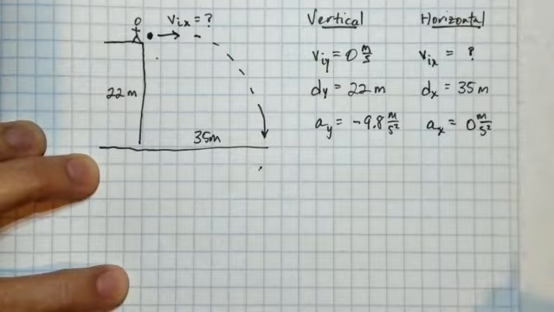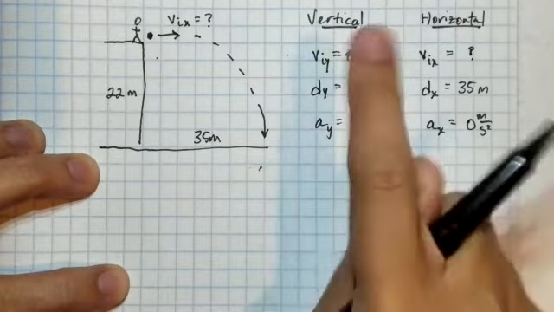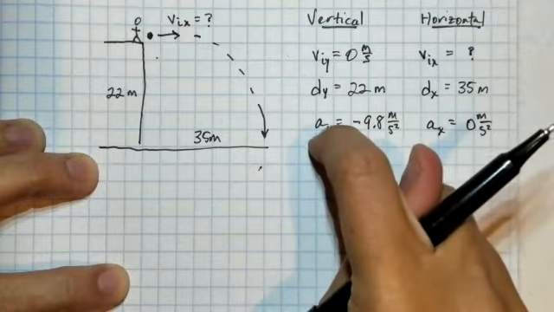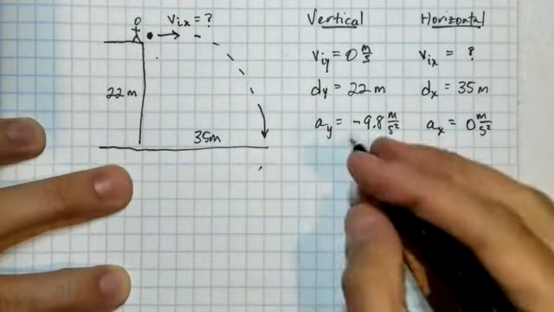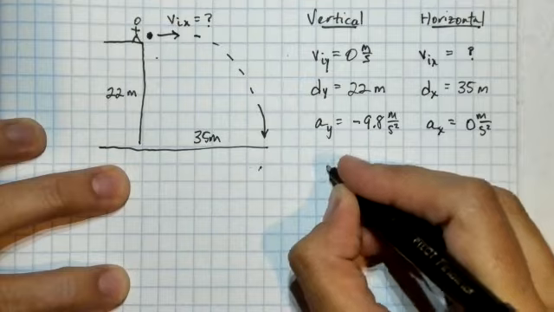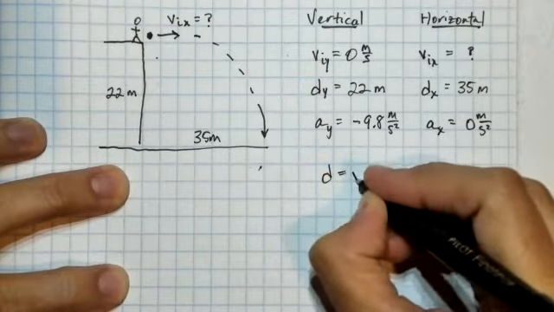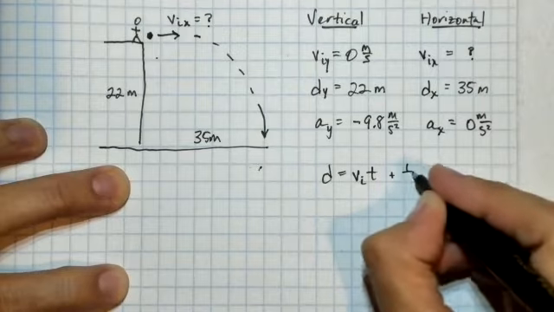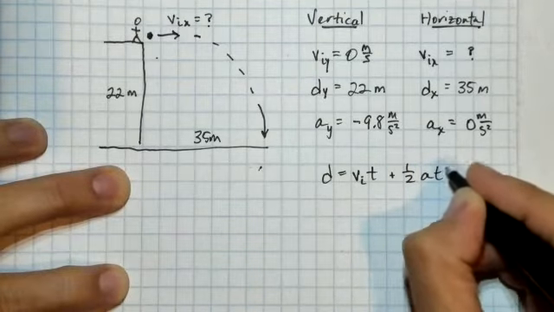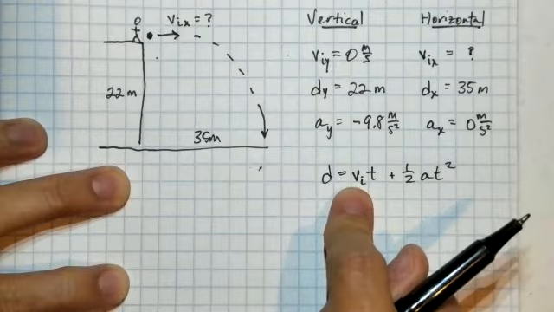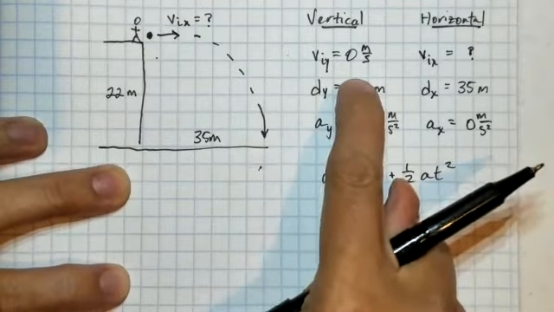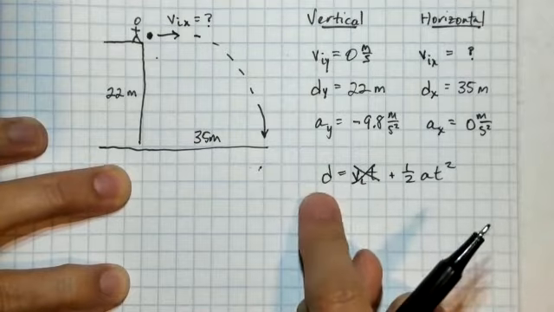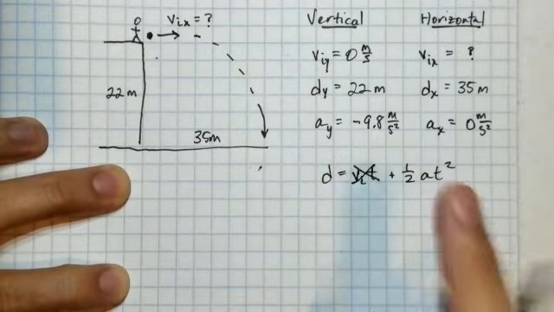Now, I need to look at my kinematic equations and find out which one has an initial velocity, a distance, and an acceleration. And so the equation I'm going to use is distance equals initial velocity times time plus 1/2 AT squared. So my initial velocity here, because I'm essentially dropping it, is 0. That leaves me with the distance equals 1/2 AT squared.